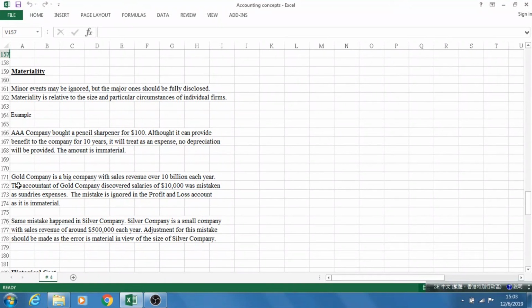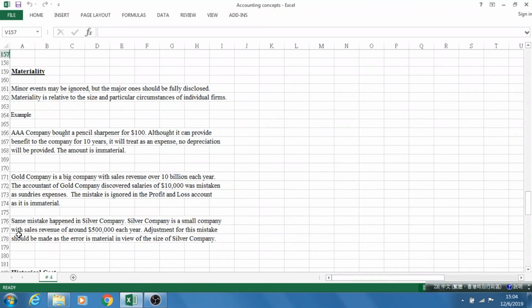Gold company is a big company with sales revenue over 10 billion each year. The accountant of Gold company discovered salaries of 10,000 was mistaken as sundry expenses. When comparing this mistake of 10,000 with sales revenue of 10 billion, this mistake is ignored in the profit and loss account as it is immaterial.